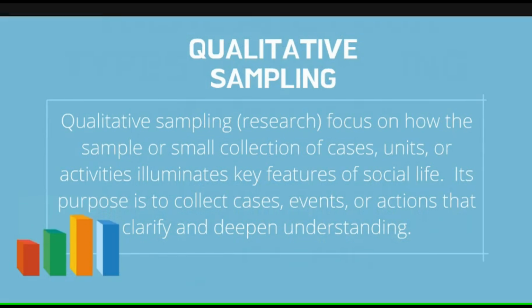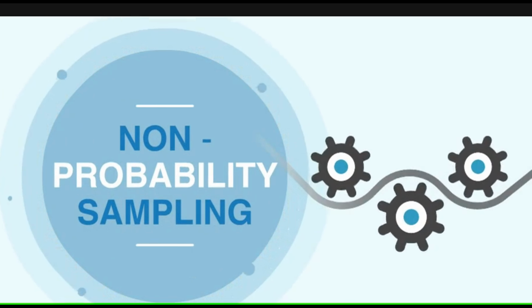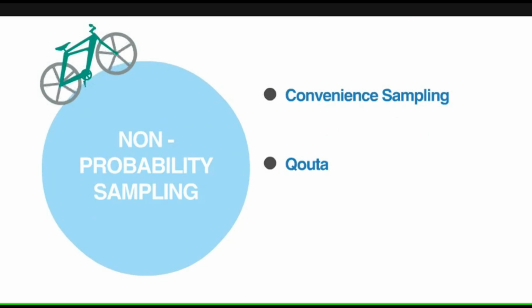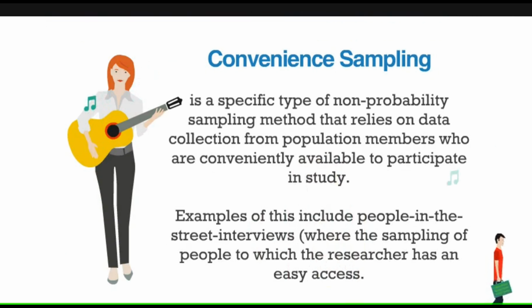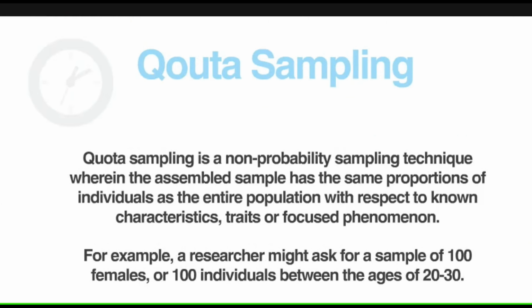Qualitative sampling focuses on collecting facts to deepen understanding. It has 2 types. First is the non-probability sampling. Non-probability sampling has 3 types: the convenience sampling, quota sampling, and judgmental sampling. Convenience sampling relies on data collection from population members who are conveniently available to participate in the study. Examples of this include street interviews, school interviews, and etc.